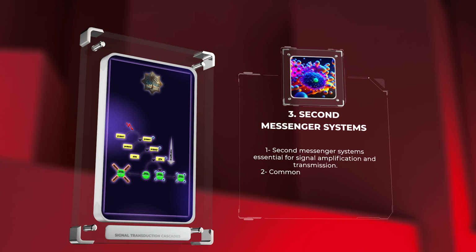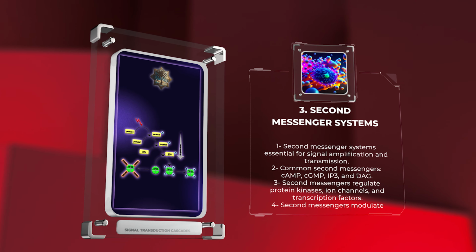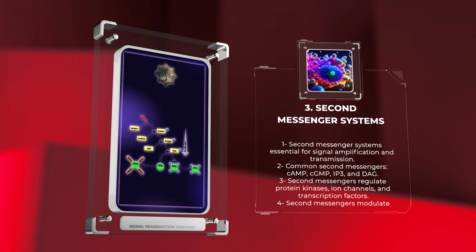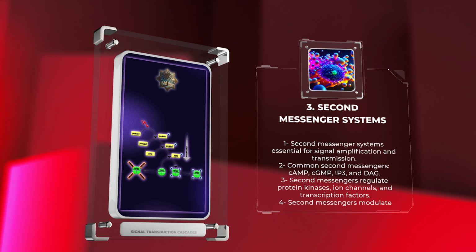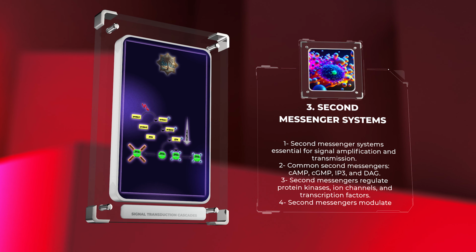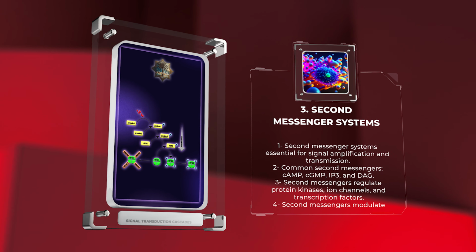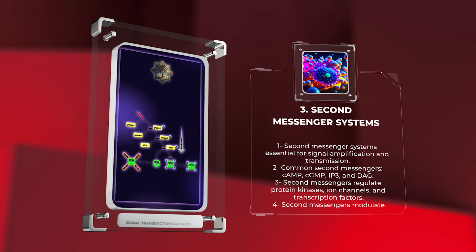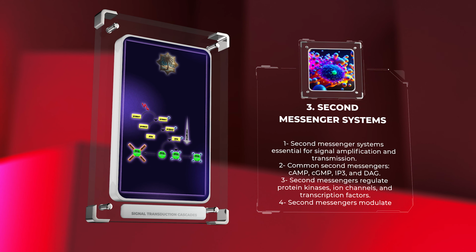Second messenger systems are essential for signal amplification and transmission. Common second messengers include cyclic adenosine monophosphate, cAMP, cyclic guanosine monophosphate, cGMP, inositol triphosphate, IP3, and diacylglycerol, DAG. These second messengers regulate the activity of various protein kinases, ion channels, and transcription factors, thereby modulating cellular responses.